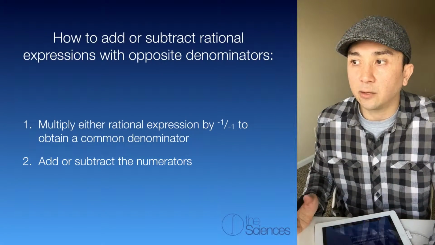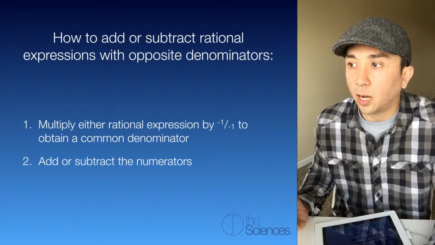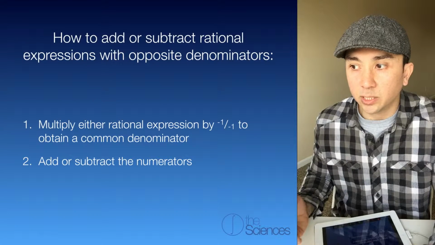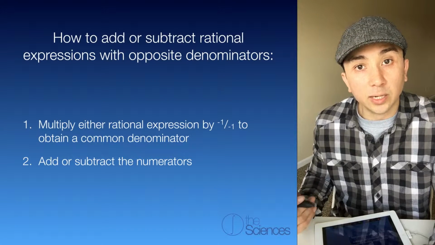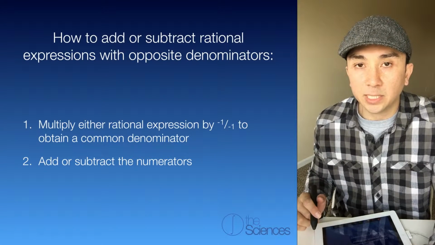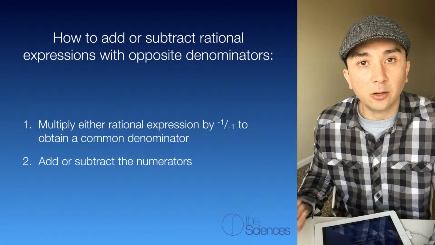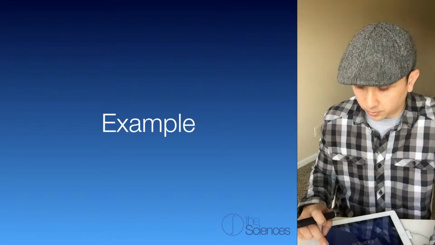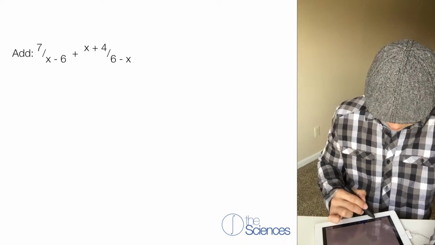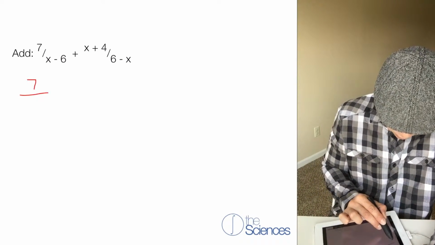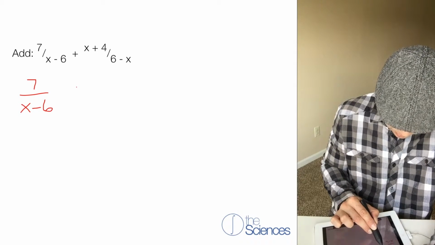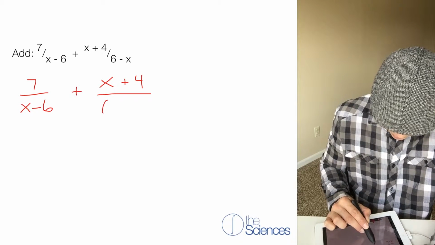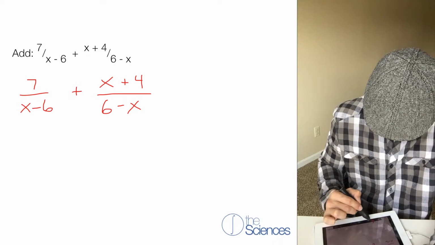So now here's how to add or subtract rational expressions with opposite denominators. First, we're going to multiply either rational expression by -1 over -1 to obtain a common denominator. Next, we're going to add or subtract the numerators. So let's do an example. Here, let's add 7 over x minus 6 plus x plus 4 divided by 6 minus x.